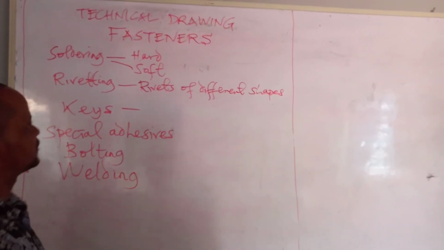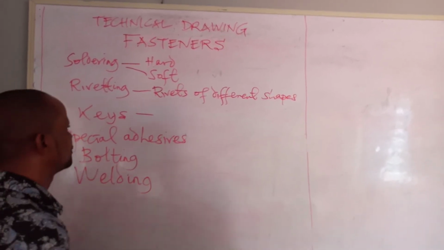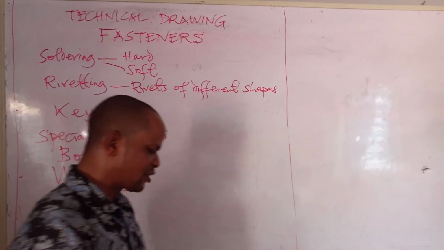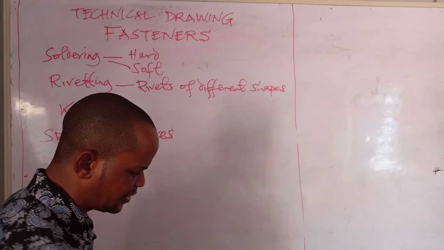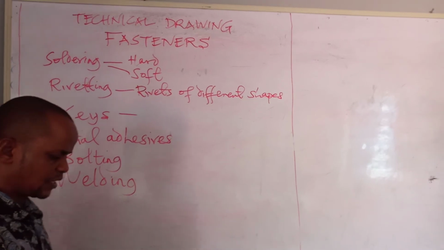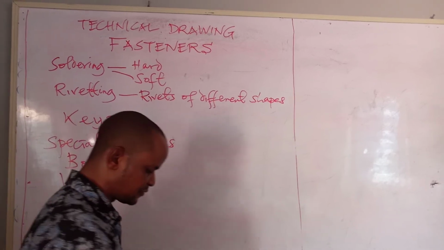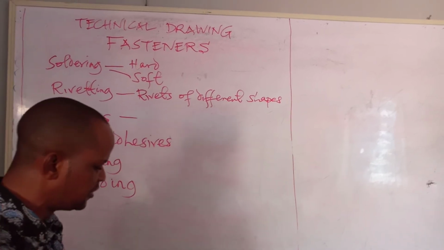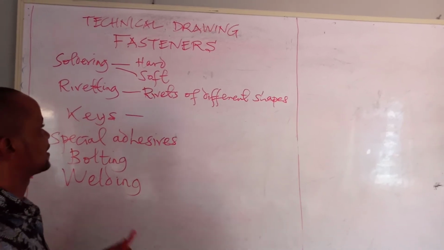Now let me go to keys. Don't worry, there's a note that will come with this video. I just want to summarize so that we can now read more. When you talk about keys, they are inserted between the joints of two parallel parts, which will prevent relative movement. Now we can have different types of keys, just like we have the taper keys, the parallel keys, the gib head keys, the woodruff key and the feather key. Those are the ones that are so common.